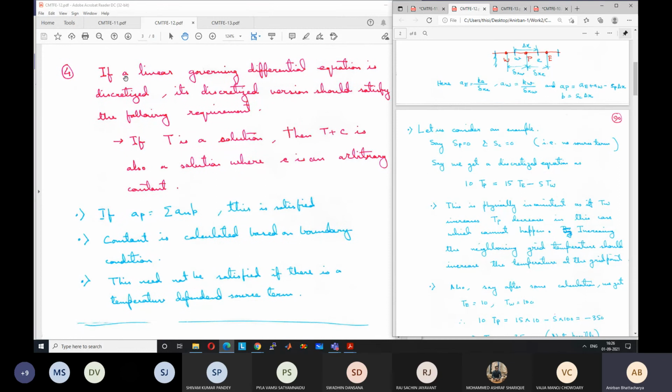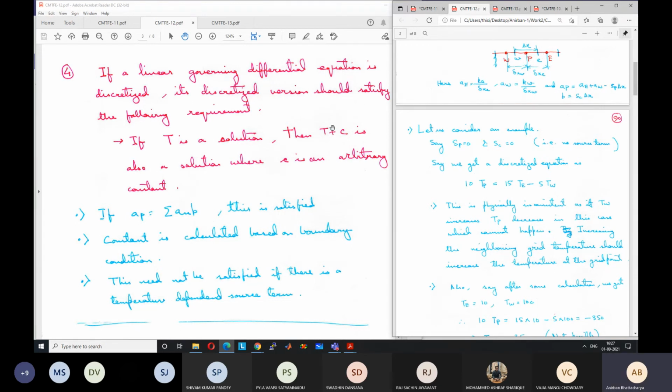So one final point is that if a linear governing differential equation is discretized, its discretized version should satisfy the following condition. If T is a solution, T is the T field, meaning it consists of all the temperatures at all the points, then T plus some constant will also be a correct solution. Say the temperature here is 300, here it is 400, and here 500. Then T plus some constant, say 5, 305, 405, and 505 should also be correct.